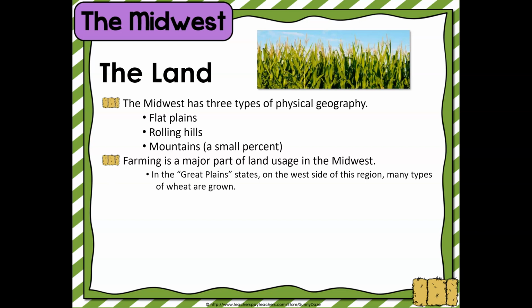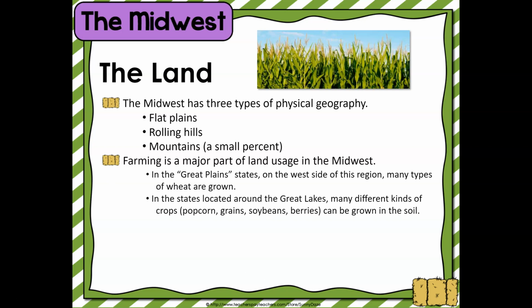In the Great Plains states, as they are nicknamed, on the west side of this region, many types of wheat are grown, which is pretty abnormal because the ground is pretty dry. In the states located around the Great Lakes, many different kinds of crops are grown. This includes popcorn kernels, grains, soybeans, and even many berries.